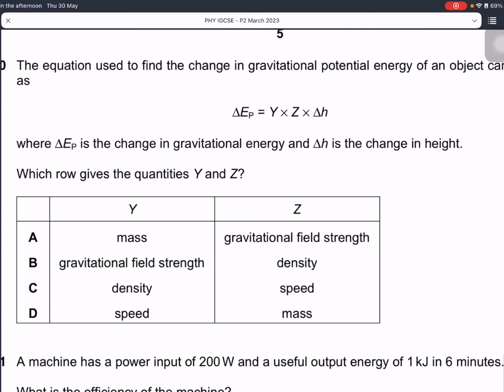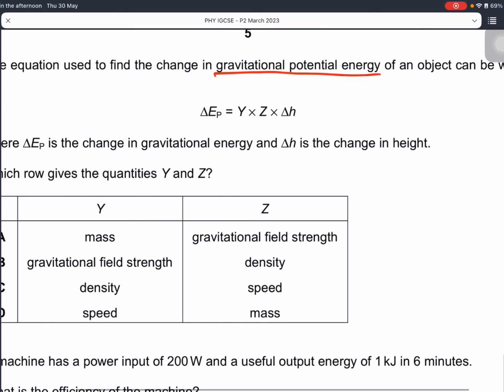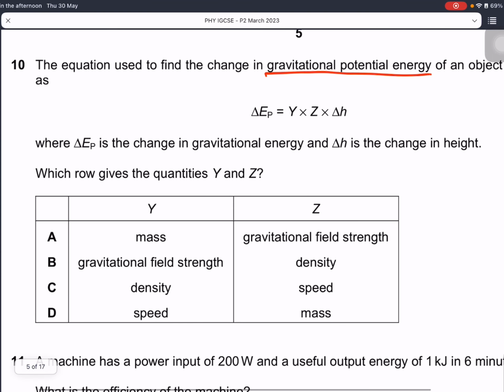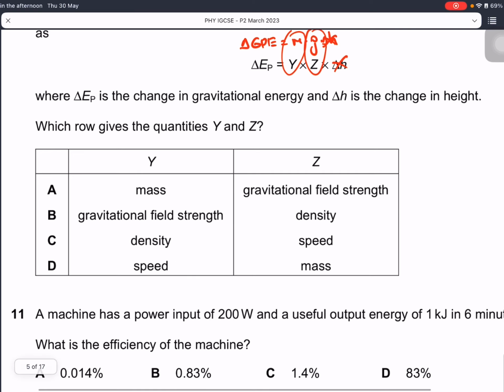The equation used to find a change in gravitational potential energy of an object can be written as shown. It gives us Ep in terms of Y, Z, delta h. Well, Ep is going to be gravitational potential energy. Delta h is going to be change in height. What are the Y and Z values? Oh, so GPE, okay, mgh, can we just say this one? If this is changed, this will be changed too. So Y must be m, mass, and Z must be g, gravitational field strength, yeah? So it's A, easy one.